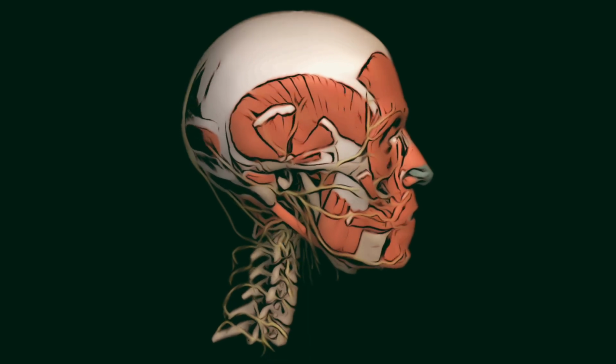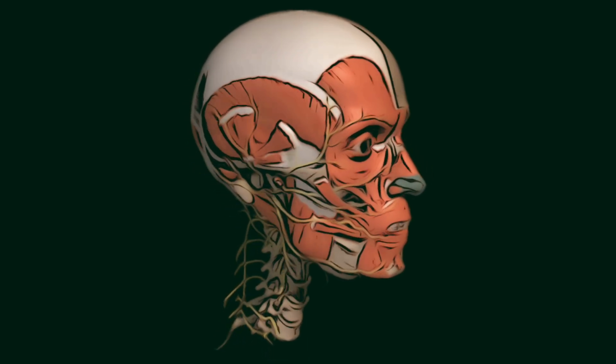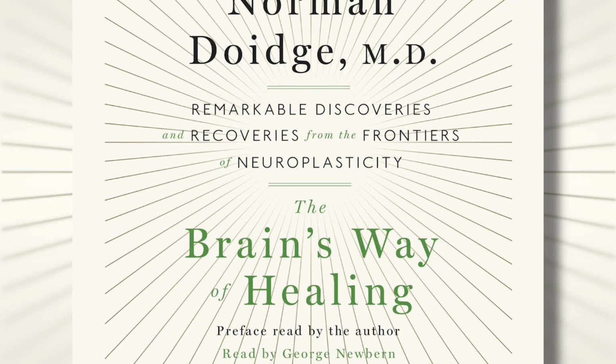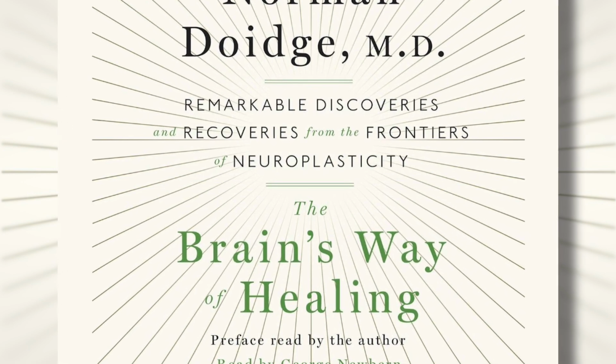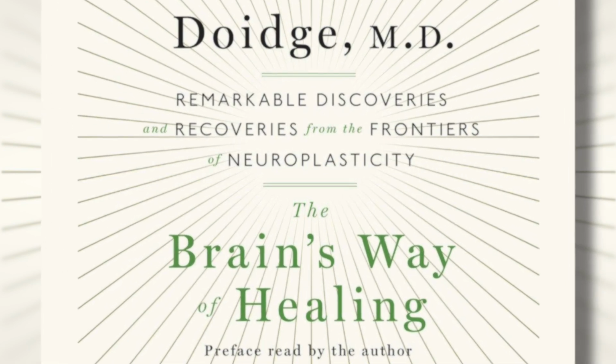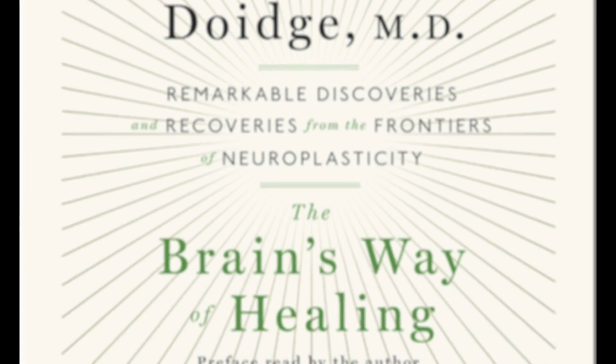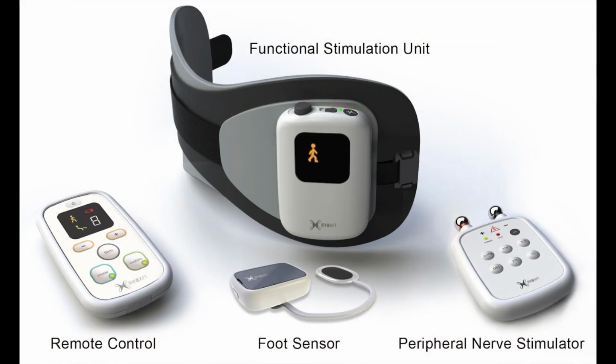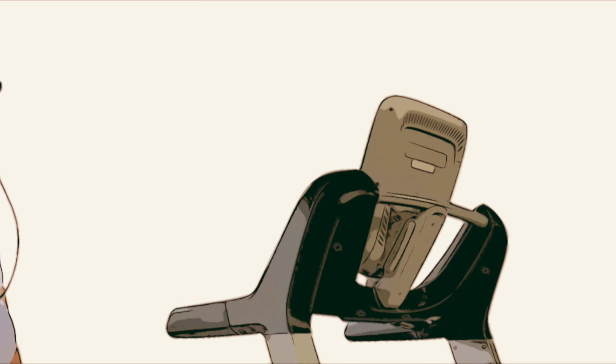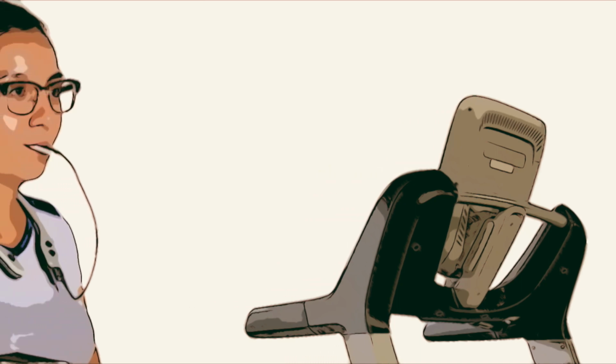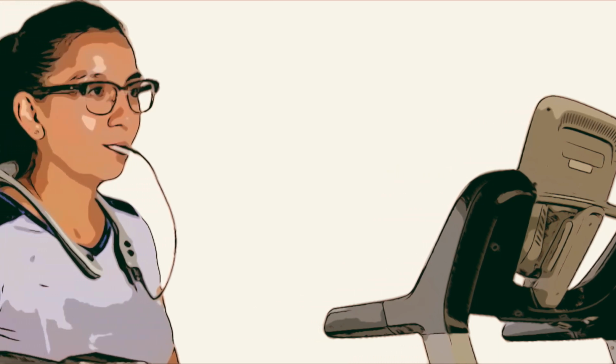7. Remember, the tongue is innervated by 5 cranial nerves. In the best-selling book, The Brain's Way of Healing by Dr. Norman Doidge, Norman reports on the Pons machine for brain neurogenesis, which electronically stimulates the tongue with the Pons machine, which stands for Portable Neurologic Stimulation. Amazingly, this tongue stimulation creates new brain cells.